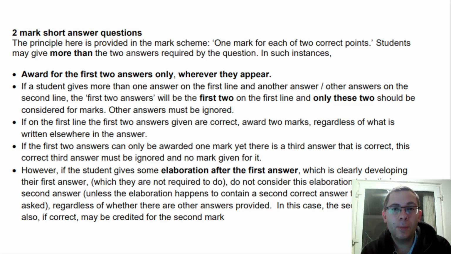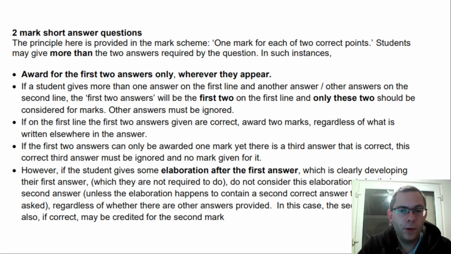If you elaborate during your first answer, you're not required to do that, so the more detail you write, the harder it actually might be for you. Then you need to make sure that you've got 2 points and you don't actually expand that first point to include a second point. I think that kind of makes sense.